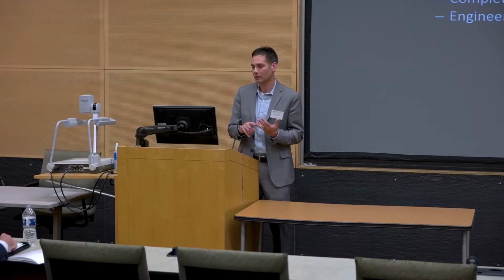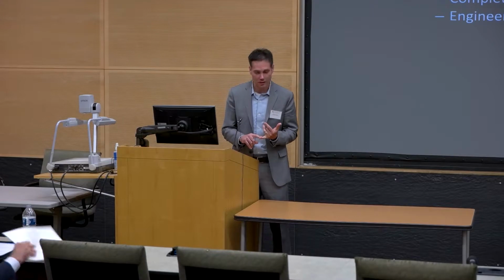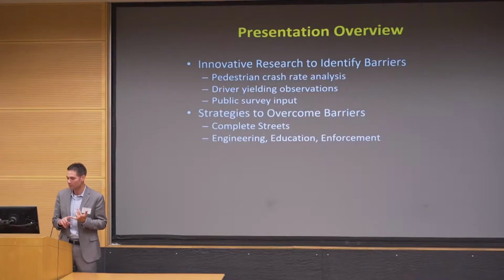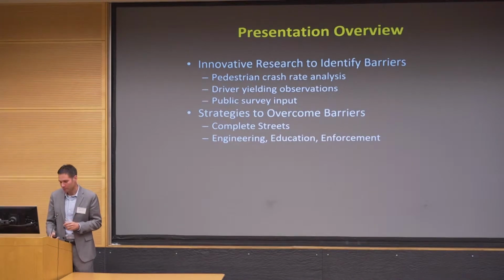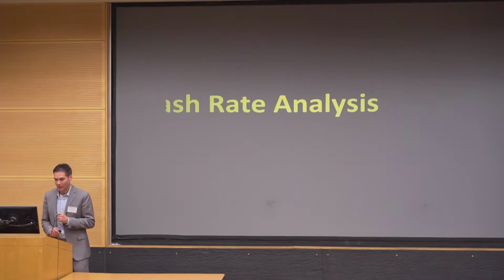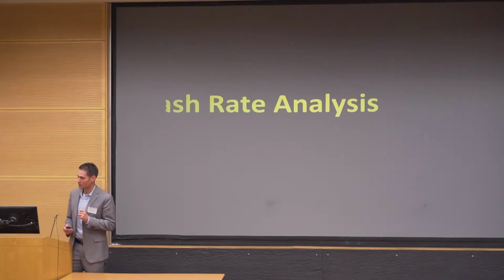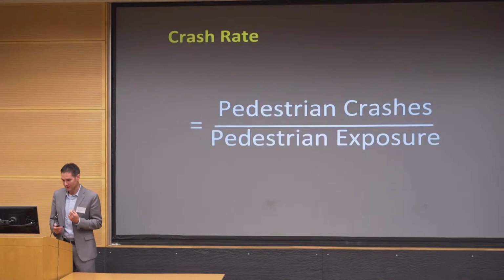And I'm going to focus on three different types of research that we use to contribute to the plan: pedestrian crash rate analysis, driver yielding observations, and a broad public survey. And I'm going to touch on a few of the strategies to overcome barriers that were identified through that planning process. The first aspect of the analysis that we did was looking at crash rates.